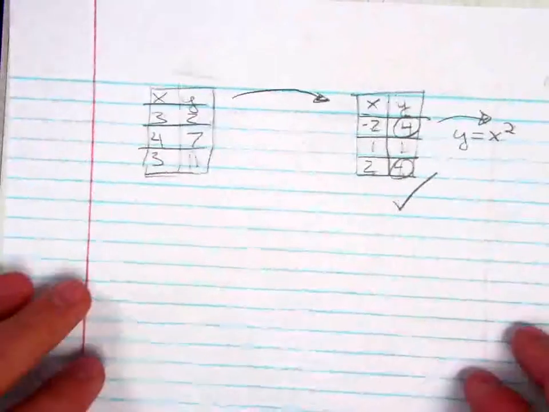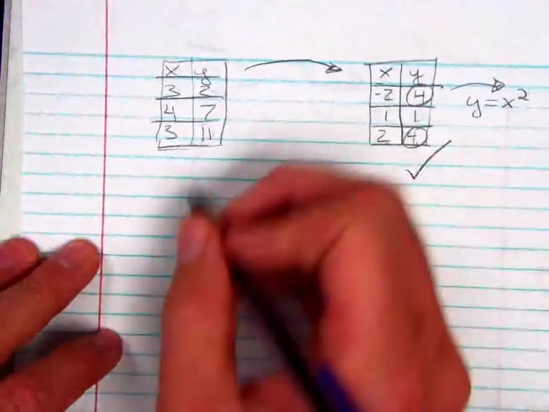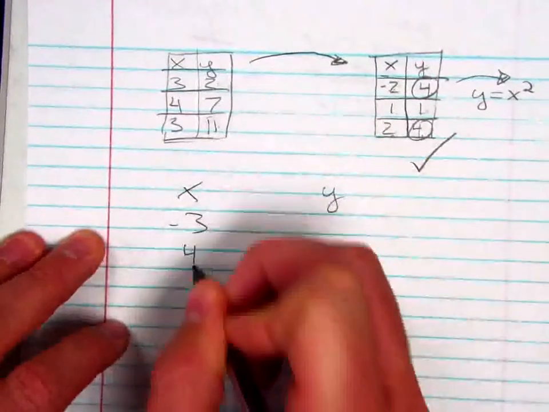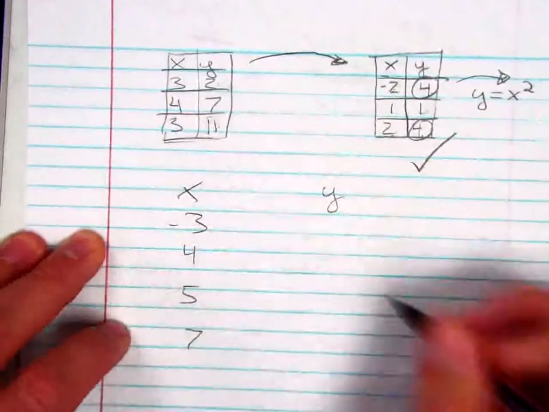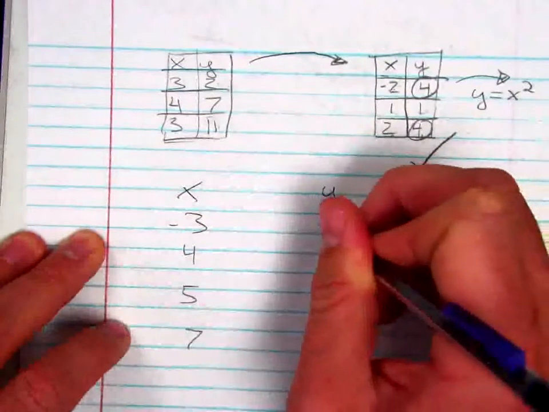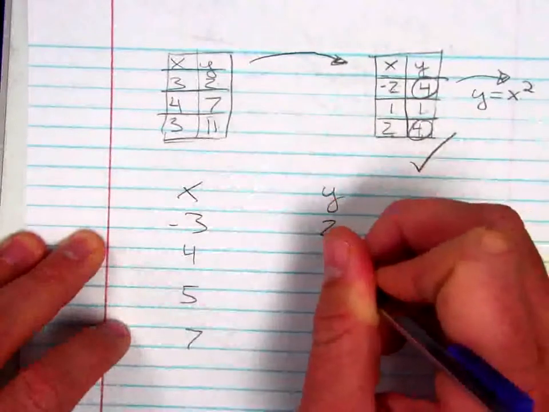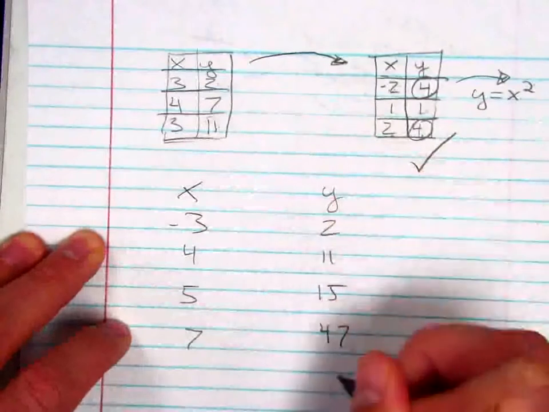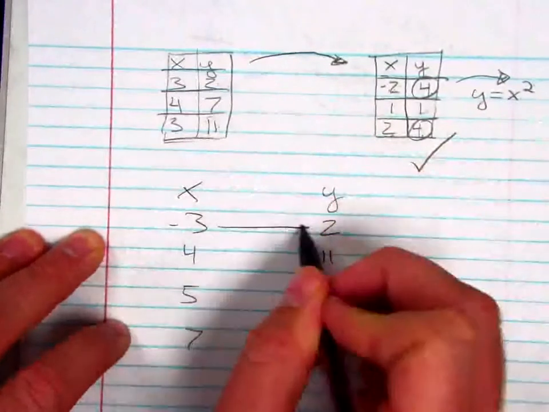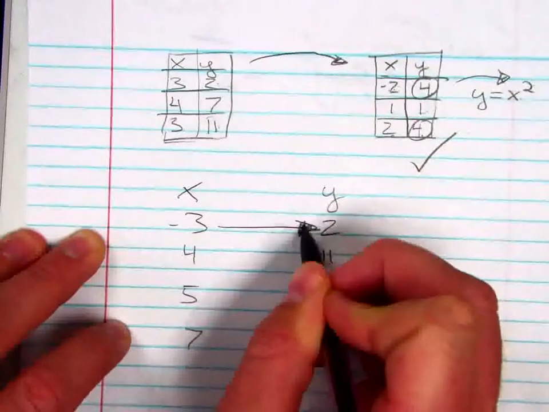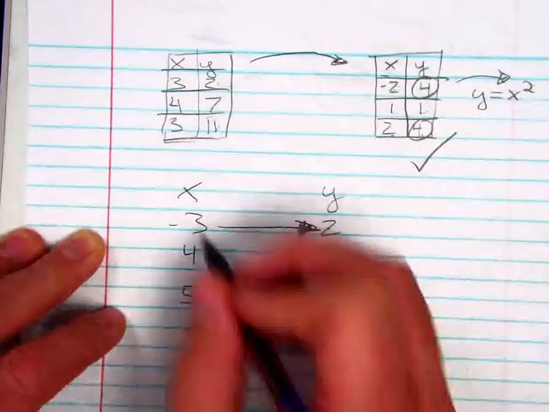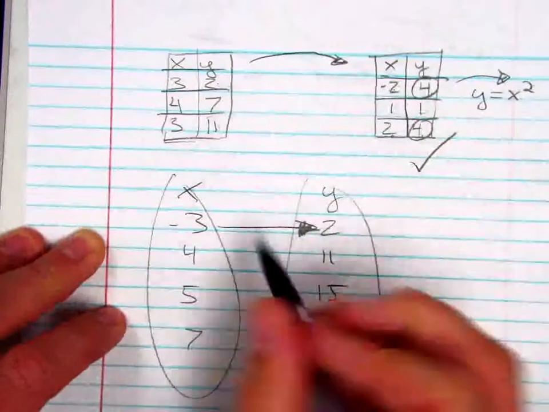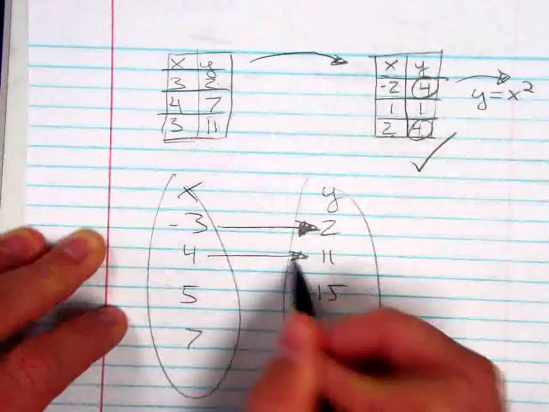Let's look at one last example, and here's another way that you might see this. I'll give you two more ways. Let's say I have negative 3, 4, 5, 7. And then my output values are 2, 11, 15, 47, and 5. If I throw in a 3, my output is a 2. If I throw in a 4, my output is an 11.